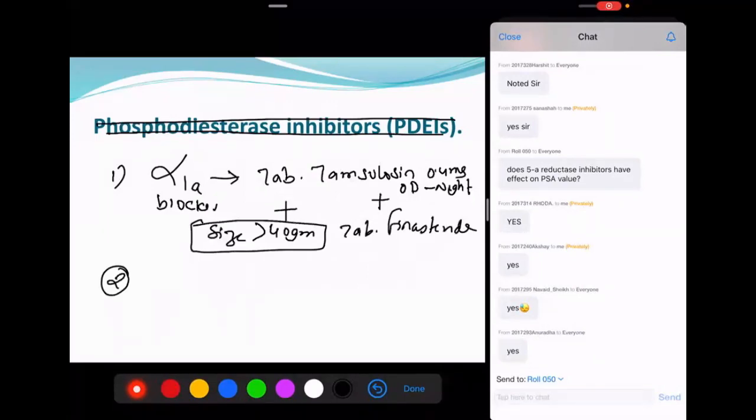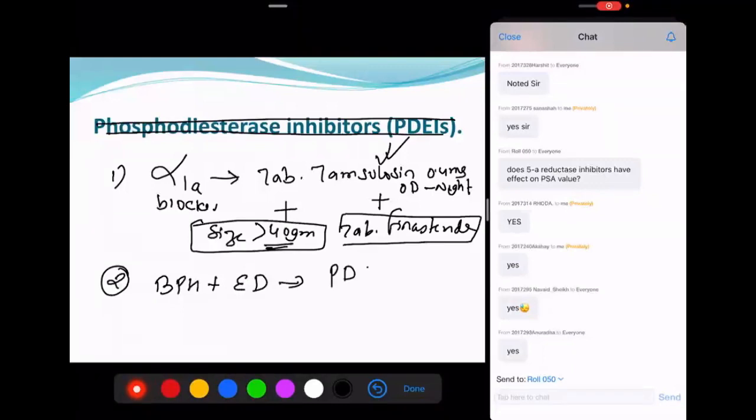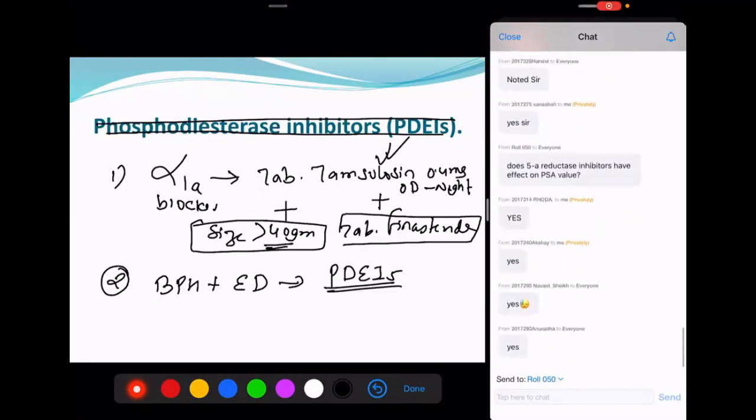Same OD. So if the size is less than 40 gram, we don't add finasteride. We just give tamsulosin. If the patient has BPH and also has erectile dysfunction, then we replace the alpha 1A blocker with a phosphodiesterase inhibitor like tadalafil or sildenafil. But don't mix an alpha 1A blocker with this, otherwise it will cause severe hypertension.